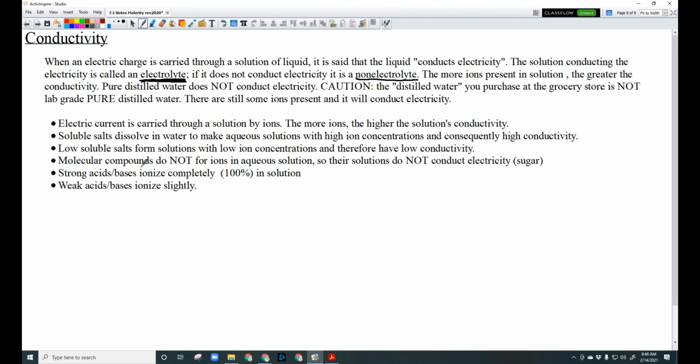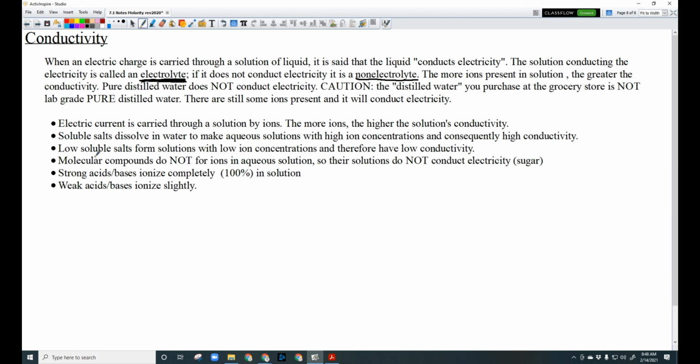Molecular compounds like sugar do not form ions in aqueous solutions. So their solutions do not conduct electricity. And this would be like sugar water. Sugar does dissolve in water, but it's just big crystals dissolving down to molecules. The molecules don't actually split up into separate ions. So it does not conduct. Sugar water does not conduct electricity.